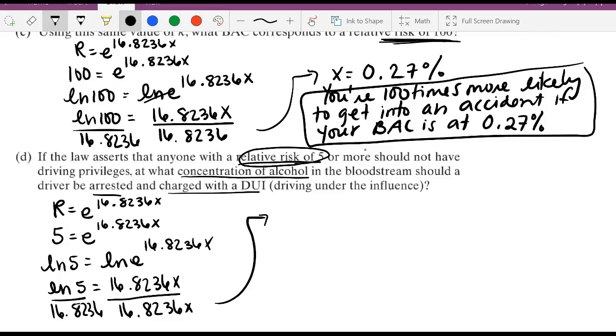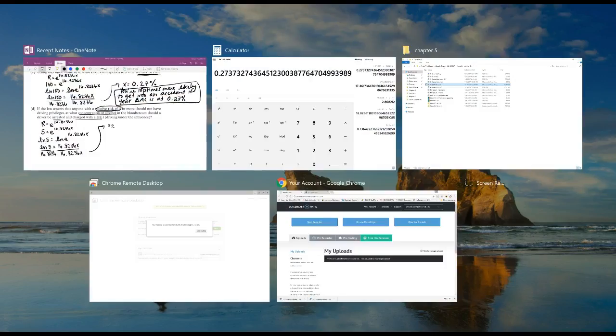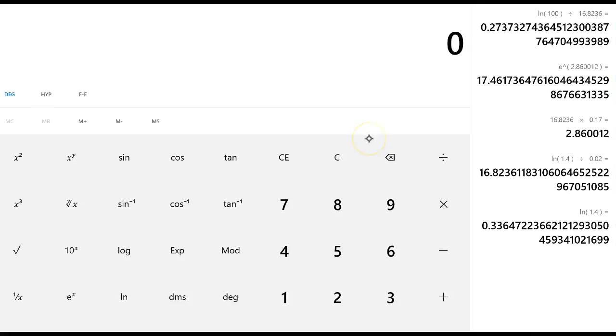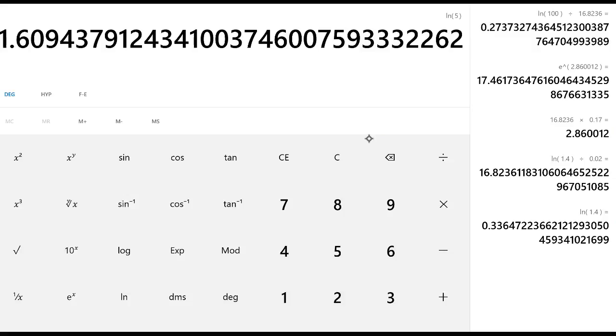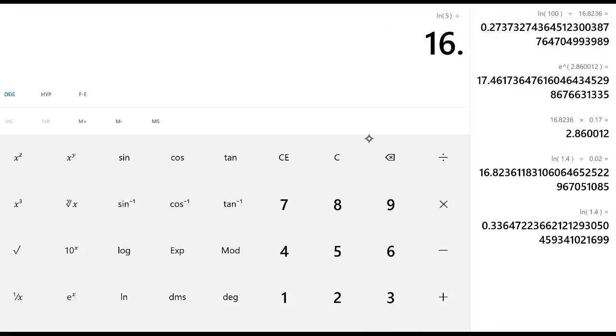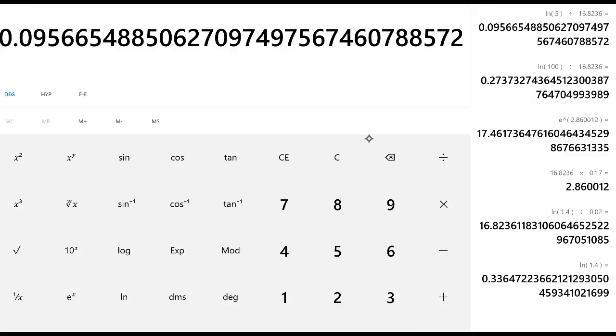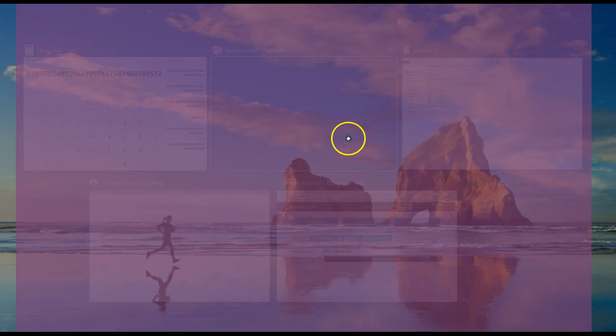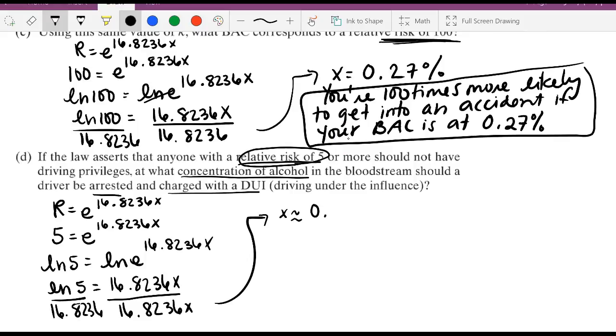So with the calculator, I'm going to punch in ln of 5 first. Let's clear out what I had before. So ln of 5 gave me about 1.609. Then I'll take that and divide it by my k value, 16.8236. Hit enter. So about 0.096%. Let's spell that out.